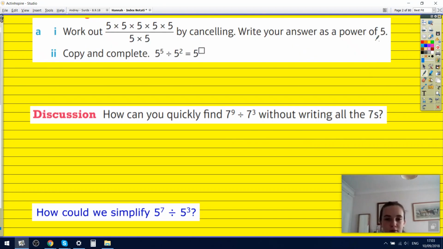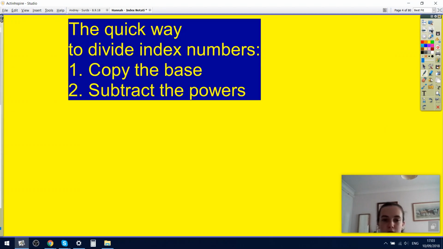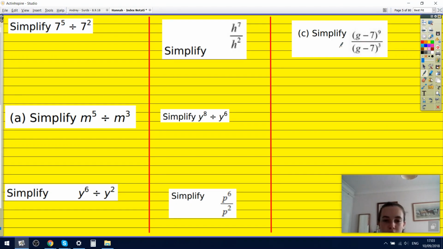No. Okay. Do you already know how to divide indices? Do you already know how to do this last one? Yes. So it'd be 7 minus 3, which is 4. So 5 to the power 4. That's great. So to divide indices, copy the base, subtract the powers.